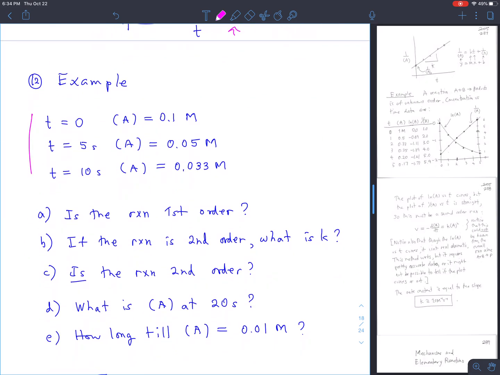All right, let's do another example. Let's suppose we have these data. At t equal to 0, A is equal to 0.1 molar. So we start with 0.1 molar concentration. After 5 seconds, it's dropped by a factor of 2. After 10 seconds, it's dropped down to 0.033 molar. Notice that this is a 5-second gap, and that's a 5-second gap. It's gone down by a factor of 2 in the first gap, but it didn't drop by a factor of 2 in the second gap. This would have to be 0.025, right, for it to have halved itself again.